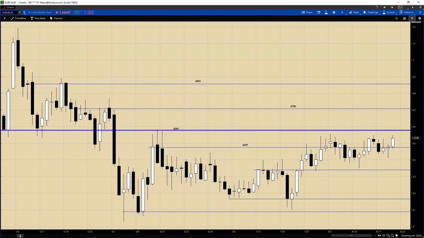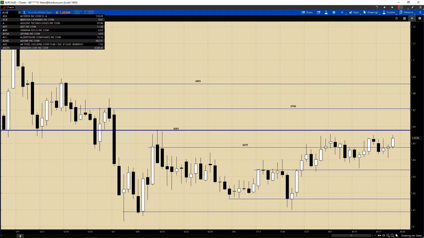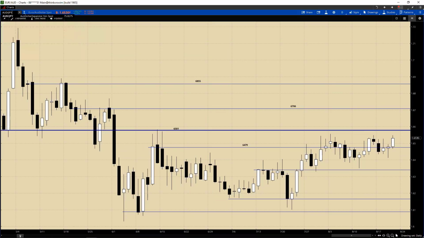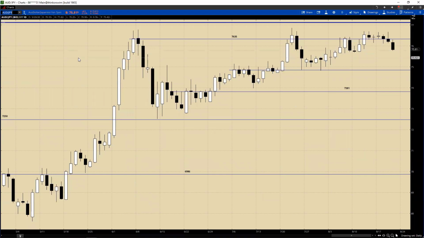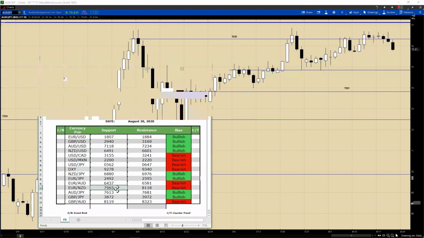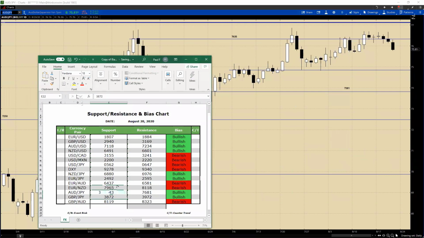And onto the aussie. Well, we are still hanging around here, not really going anywhere, but really the door's open for us to take a dip down here and right there, 75.43. With resistance right there, the close there, 76.49.